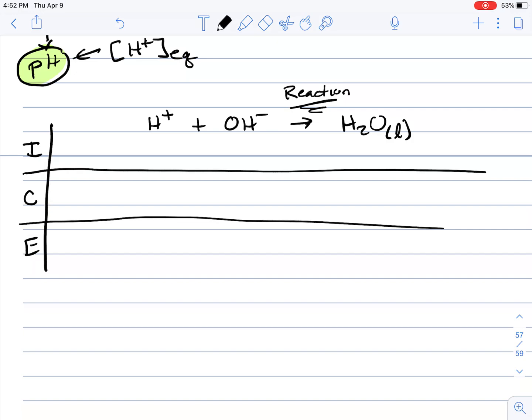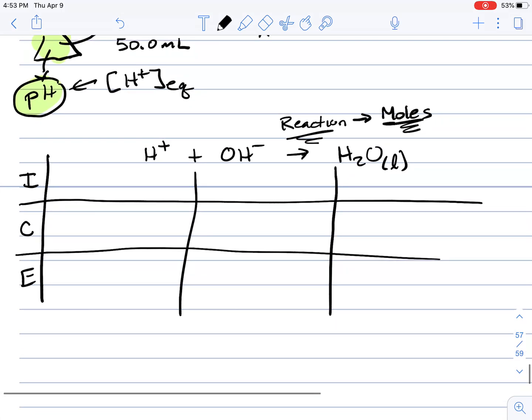And whenever you are describing this reaction, you want to do it in mole units. And we can always convert the mole units into molarity at the very end. Now if you want to use molarity for your initial values, you can do so, but you'll have to recalculate the concentration at the very beginning instead of the very end.